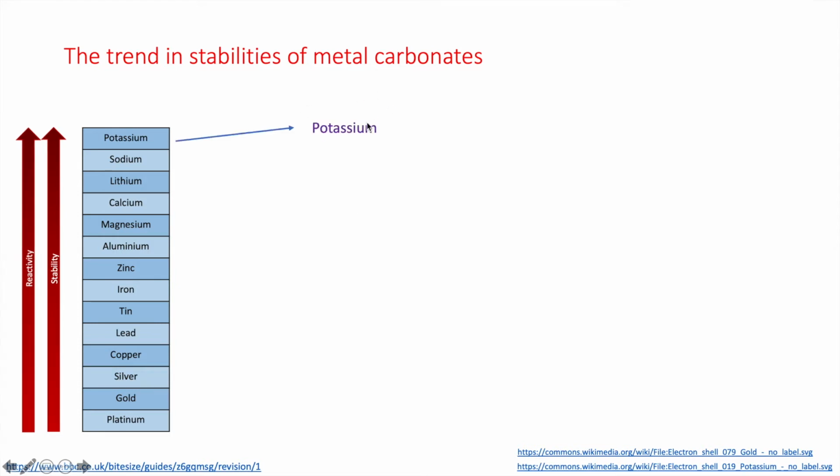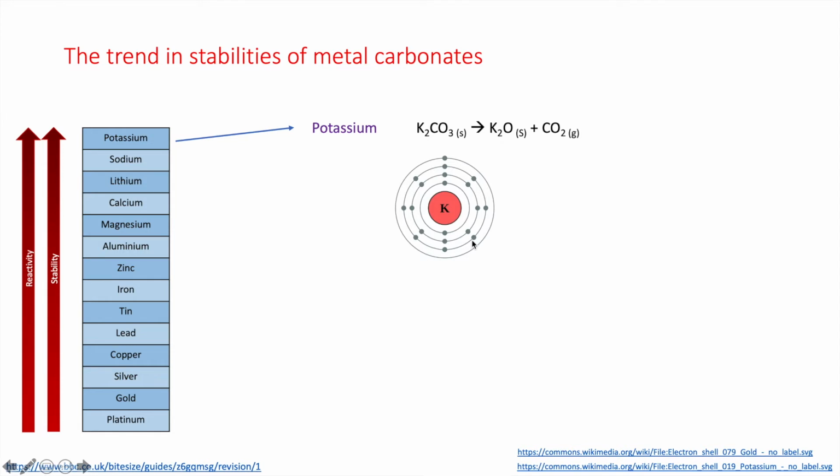Now if we start with potassium, its metal carbonate is K2CO3, and if heated it will turn into potassium oxide and CO2. But because it's a reactive metal, it prefers to be in the carbonate, and this is what potassium looks like, but it's unhappy in this state and prefers to be in the K+, which is what it's in the potassium carbonate.